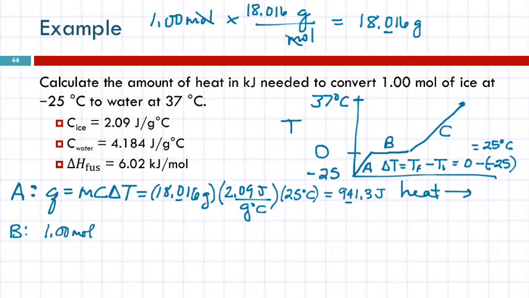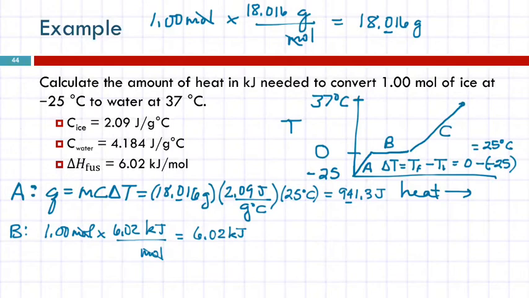1.00 moles, and I'm going to put the heat of fusion in here so that moles are in the bottom and kilojoules are on the top. 6.02 kilojoules per mole, and so that ends up being 6.02 kilojoules.